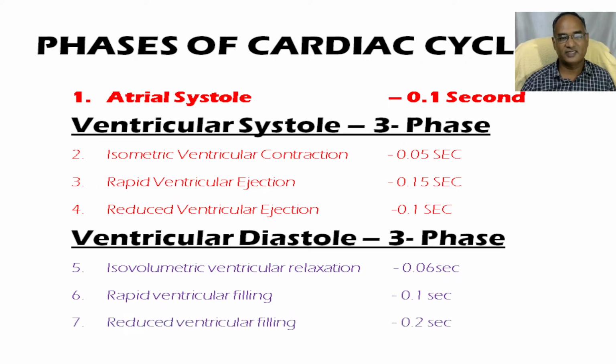And the seventh phase is reduced ventricular filling. After filling the maximum in the sixth phase, the seventh phase is completely reduced. It will be around 0.2 seconds. So these seven stages we call the phases of the cardiac cycle.